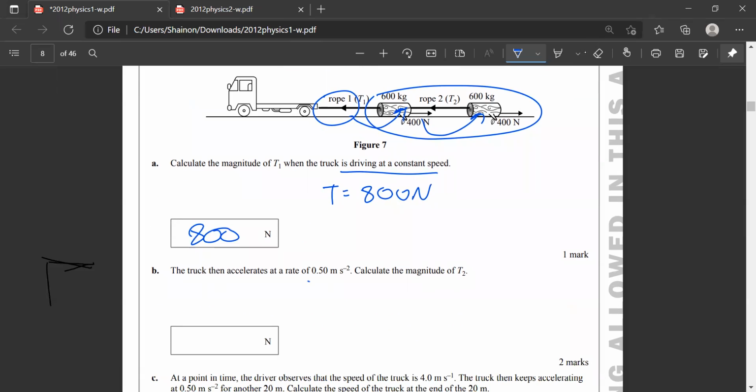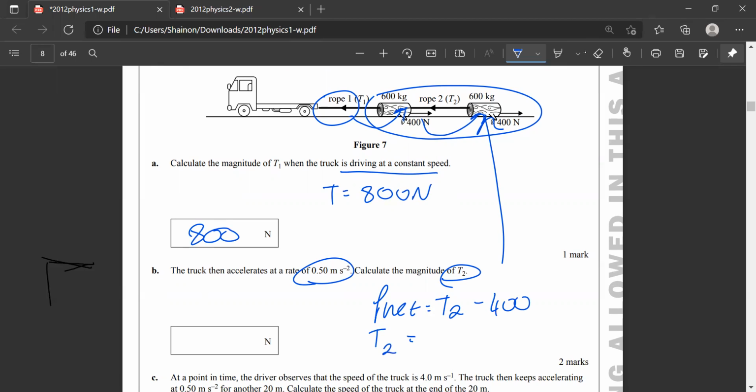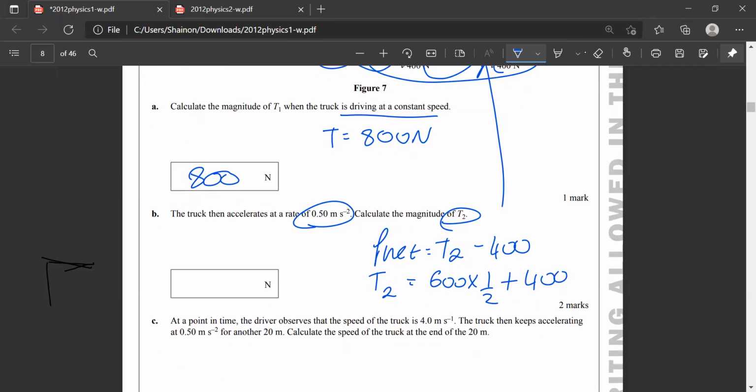Now it's accelerating at 0.5. Calculate the magnitude of T2. So we just look at this system now. F net equals T2 minus 400. T2 equals m, which is 600, plus the 400. And that should give you 700 newtons.